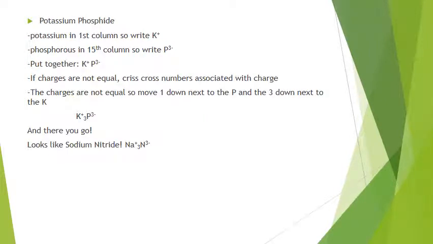Okay, potassium phosphide. Potassium's in the 1st column, so it's K+. Phosphorus is in the 15th column, so 3 minus. Put together, K plus, P3 minus. 3 goes here, 1 goes over here, so you get K3P. And notice it looks just like the sodium nitride we just did. And why is that? Because potassium has the same charge as sodium, and phosphide has the same charge as nitride.